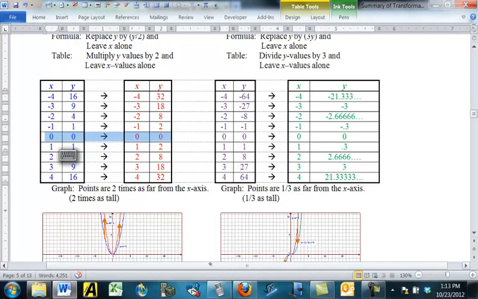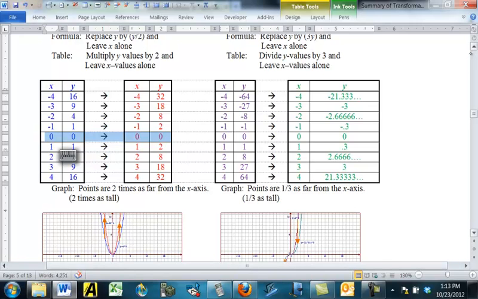Anything on the x-axis is going to be fixed. But anything that's off of the x-axis is going to move further on the same side of where it is. So the blue points are above the x-axis, so the red points will be above the x-axis as well, just twice as far above. Okay.